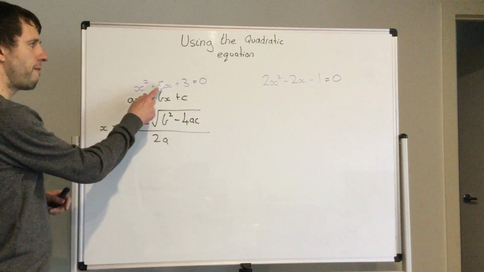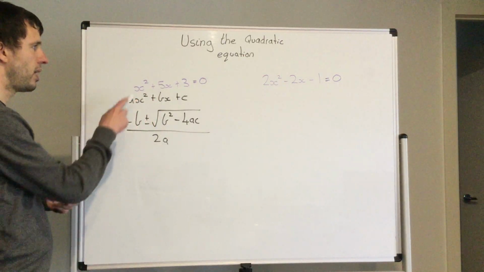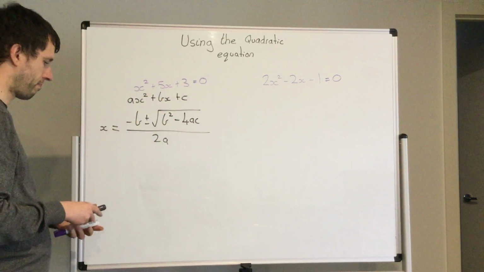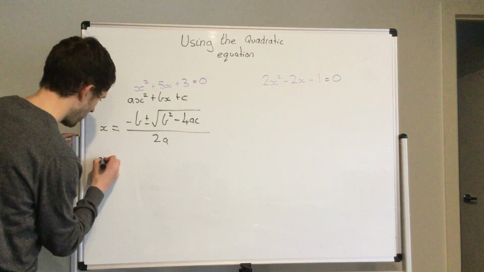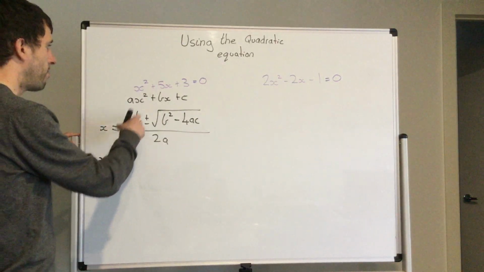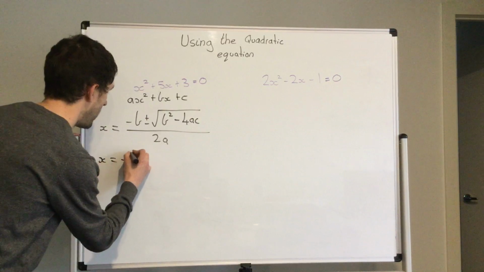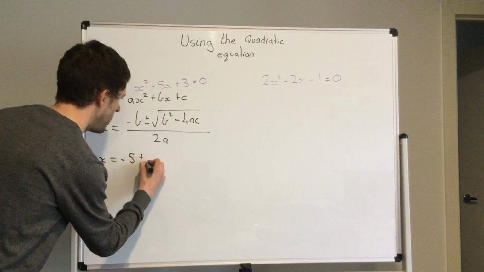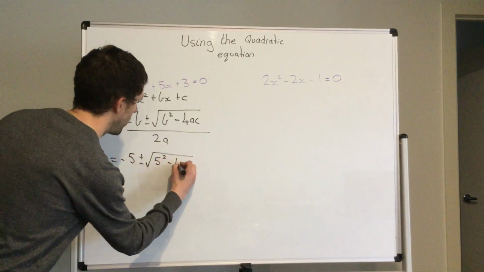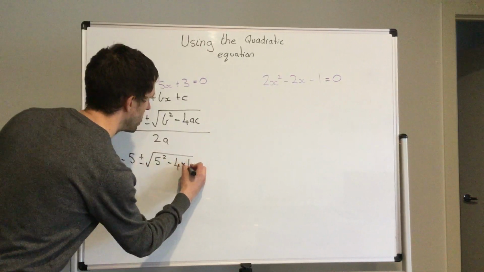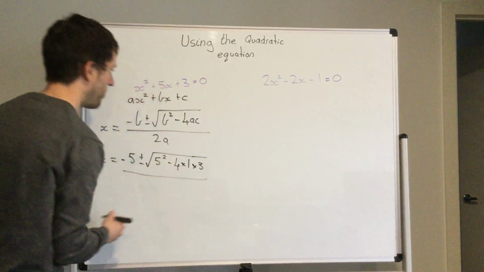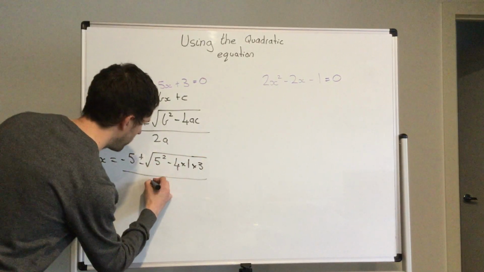So that means 5 is b, 3 is c, and 1 is a. So literally all we're doing is substituting. So b is 5, so negative 5 plus or minus 5 squared minus 4 times 1 times 3 divided by 2 times 1.